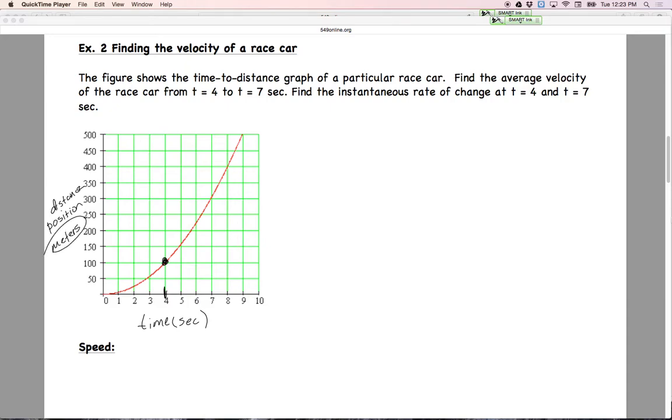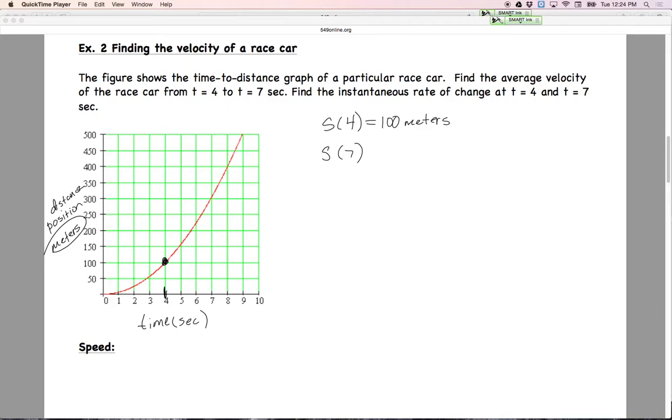This is the meters. So we know S of 4 is 100 meters. So after 4 seconds, it reaches 100 meters at its position. All right? It wants us to find the average velocity from 4 to 7. So we've got to also find its position at 7. Now tomorrow you'll have an equation.